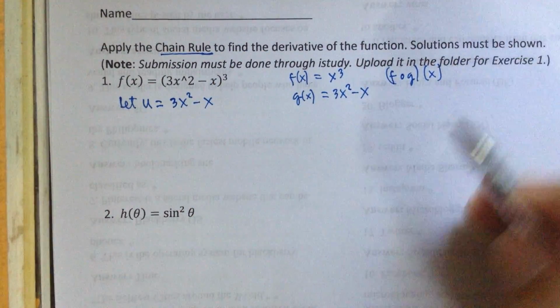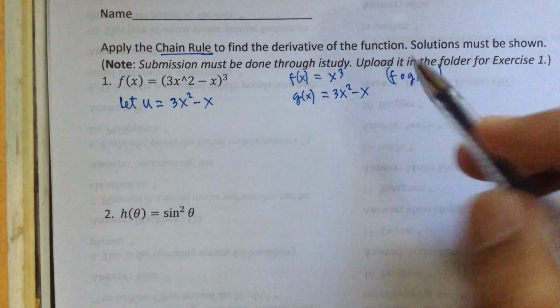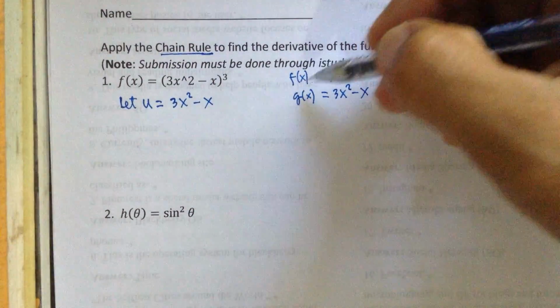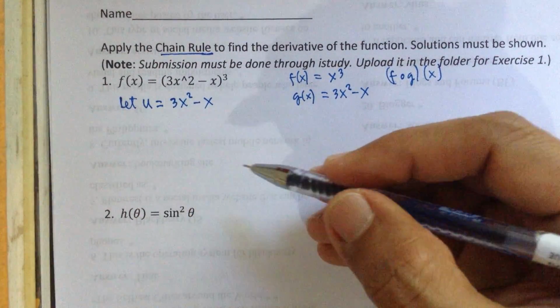But anyway, obviously the function here serves as the argument of the bigger function, or of your f. So that's why we choose that as our u. So what is the derivative of this?